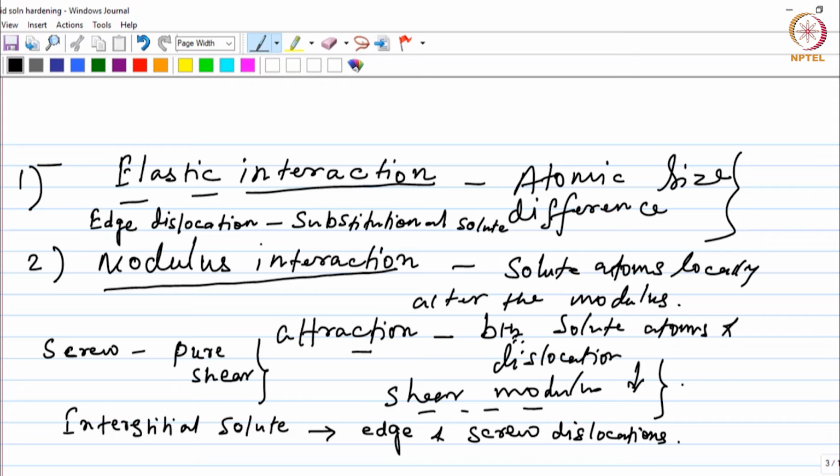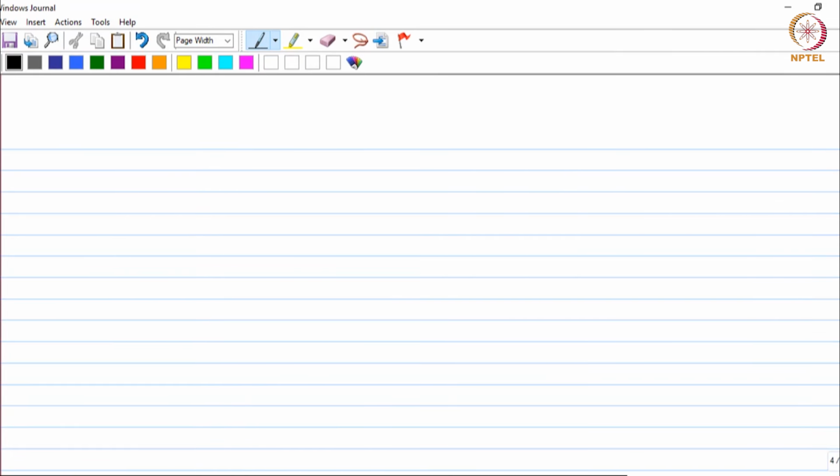And modulus interaction can also occur for both edge and screw dislocation. Right? So as I said, modulus interaction is similar to elastic interaction, and this can happen for both types of dislocations. The next one is known as stacking fault interaction.